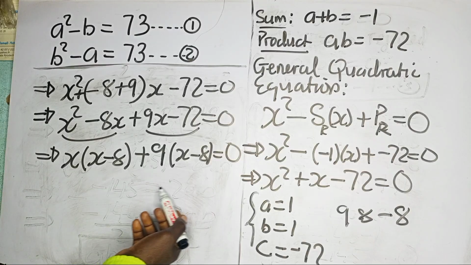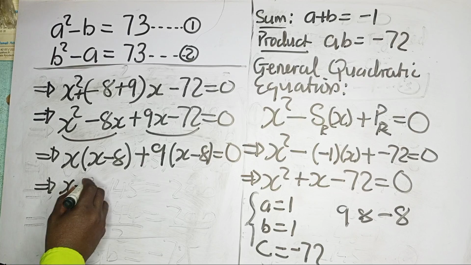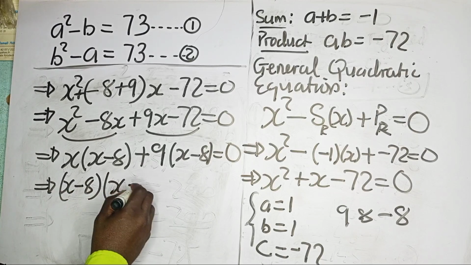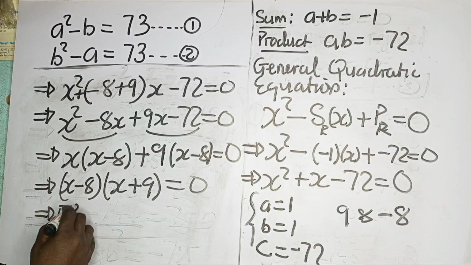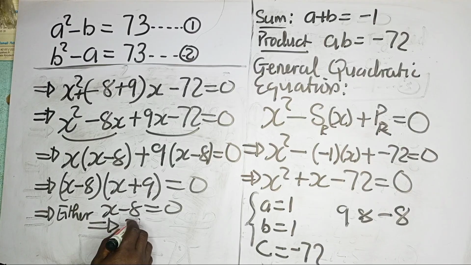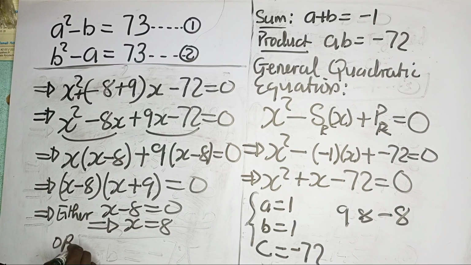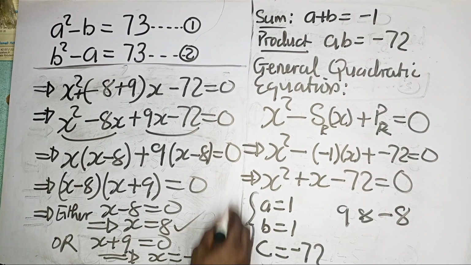Now the factorization process continues. We have x minus 8 common. So bring x minus 8 out into x plus 9 is equal to 0. All right. So from here, we got again the product of two expressions giving us 0. It therefore means either the first one is 0. If that is true, it means x is 8. Or the second one is also 0. And if that is true, it means x is equal to negative 9. So these are our two roots.